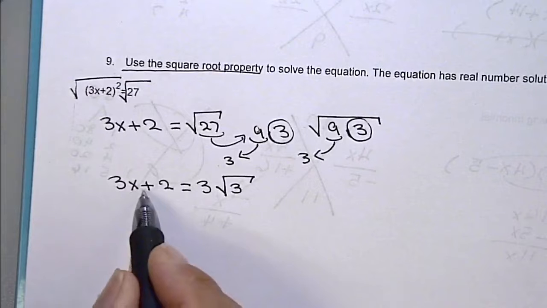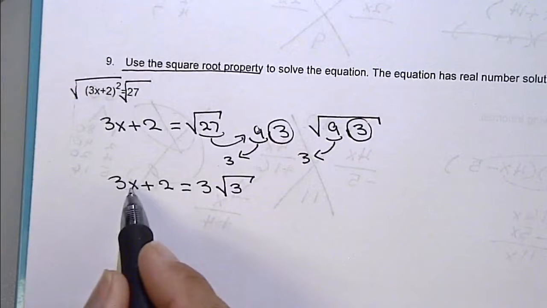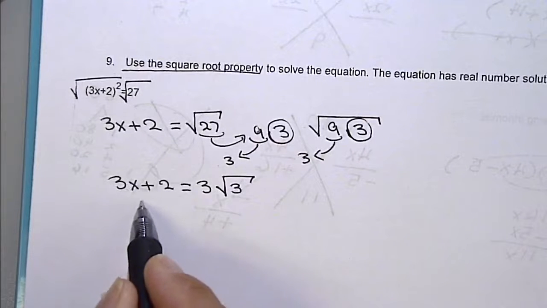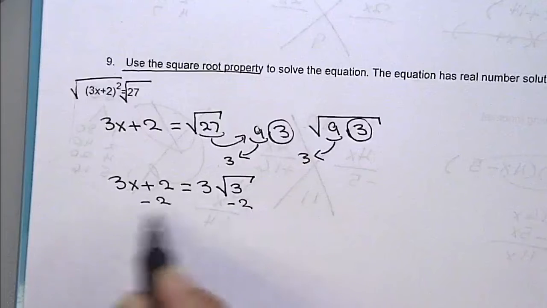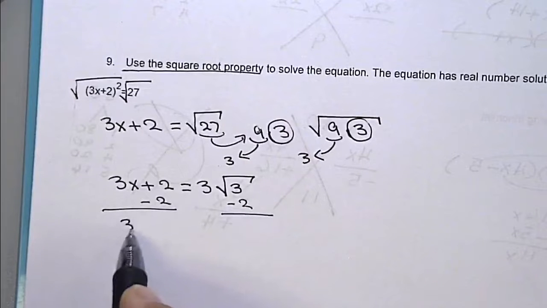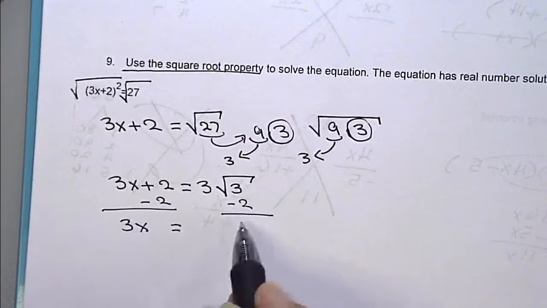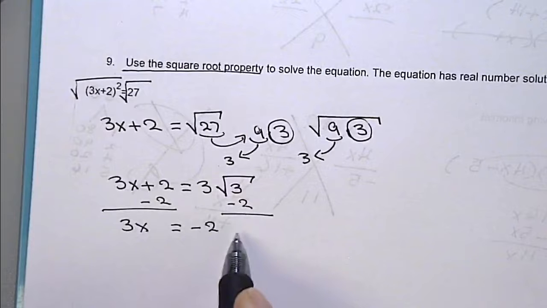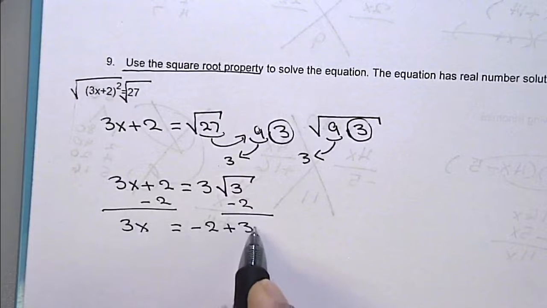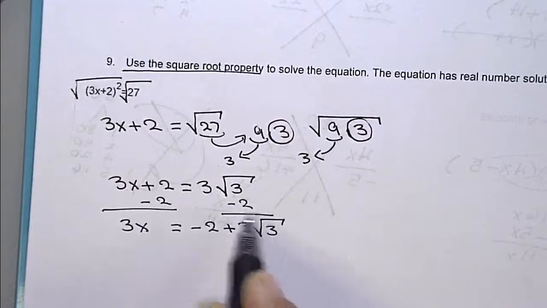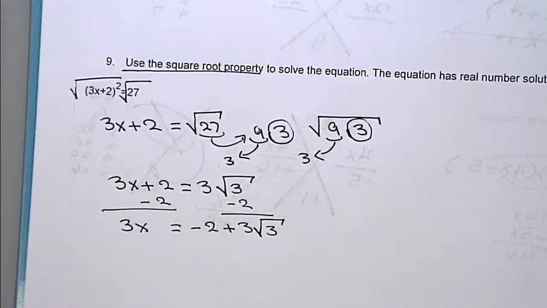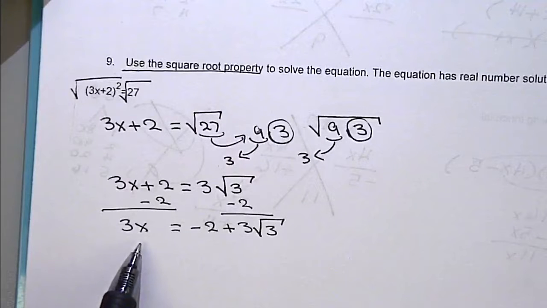So what we do is we say, okay, I'm solving for x. So I got to get rid of this plus 2. I'll subtract 2 from both sides. And I've got 3x is equal to, well, now see, I'm going to put it in first, negative 2 plus 3 times the square root of 3. You could have said 3 times the square root of 3 minus 2, and it would have been fine. Either way you want to do it. Okay? Yep. All right, now what do you do to solve for x?